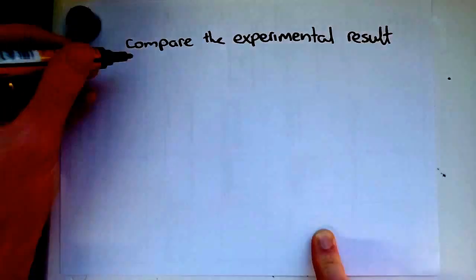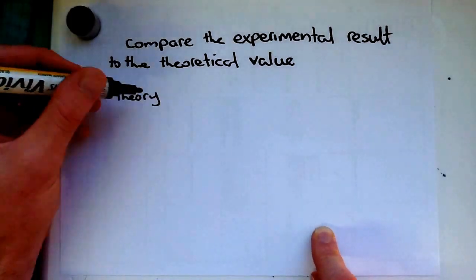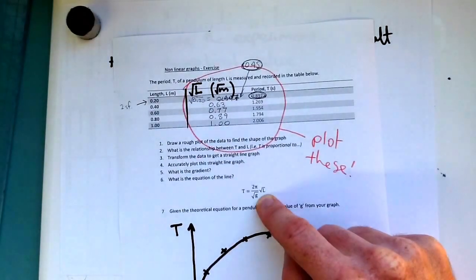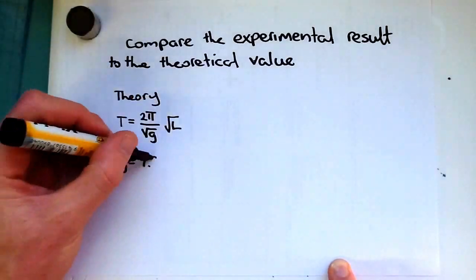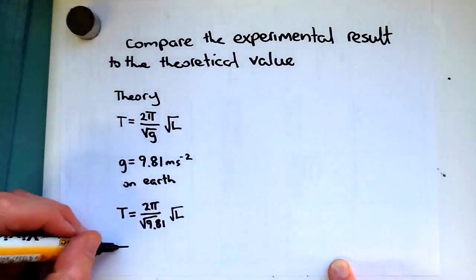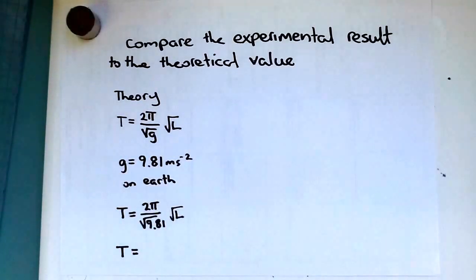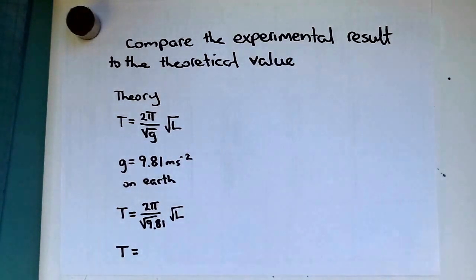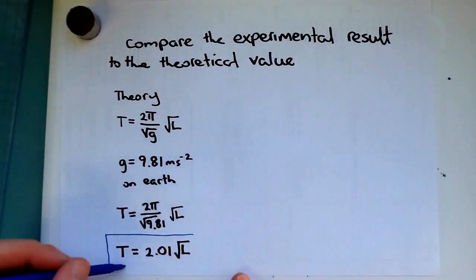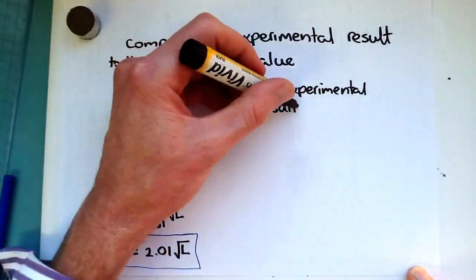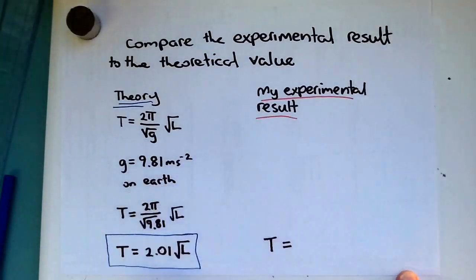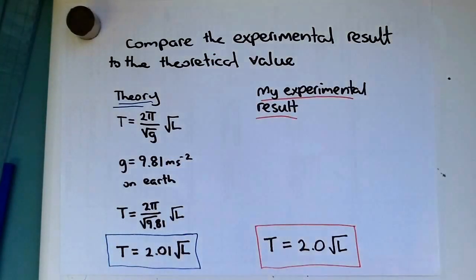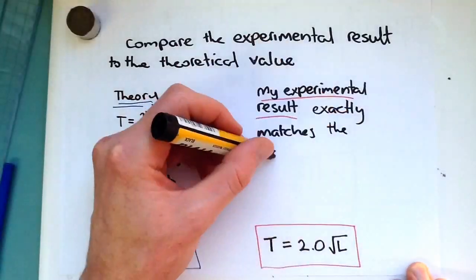As a point of discussion, I can compare the theoretical equation with the experimental equation that we found from the graph. 2 pi over the square root of gravity will give me a theoretical gradient. In this case, the theoretical equation very closely matches my experimental equation.